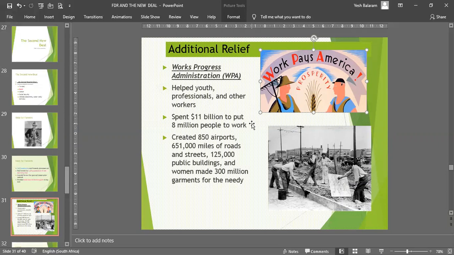$11 billion was spent to put 8 million people to work. So you can see a significant amount of employment was created as a result of the WPA. Some of the achievements of the WPA: there were 850 airports created. Now that is a massive number of airports. You must understand these are not all large airports. They could be airstrips.